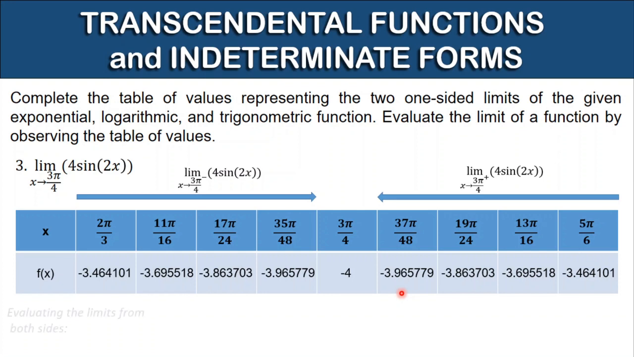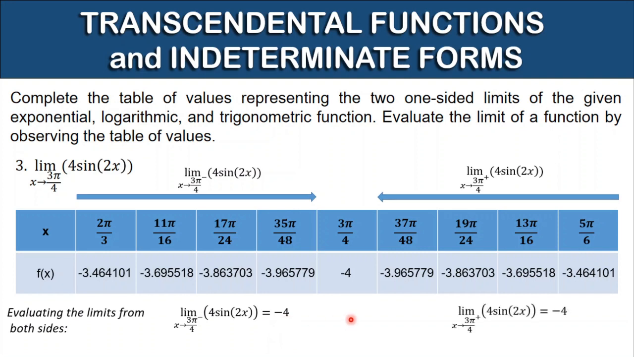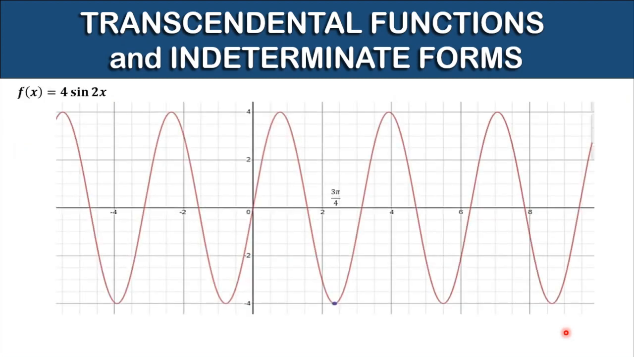Now, by evaluating the limits, we have the limit of 4 sine of 2x as x approaches 3 pi over 4 from the left is negative 4. And the limit of 4 sine 2x as x approaches 3 pi over 4 from the right is also negative 4. So our limit exists at negative 4. So kung titingnan natin siya sa graph, here is the graph of our trigonometric function, 4 sine 2x.